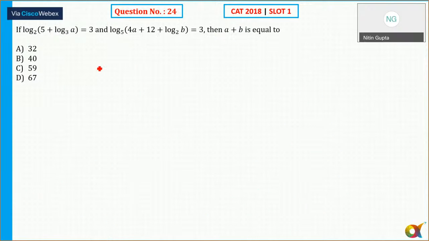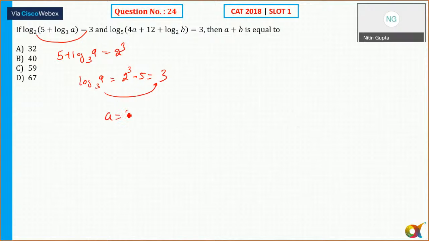Again, based on log. So here, first equation, I'll take 2 raised to power 3. So 5 plus log of a to the base of 3 is equal to 2 raised to power 3. So I'm getting log of a to the base of 3 is equal to 2 raised to power 3 minus 5, that is 8 minus 5, 3. So I can say a is equal to 3 raised to power 3, by converting log to exponential. Now, second equation, 5 raised to power 3. Yes or no? Base raised to power 3.